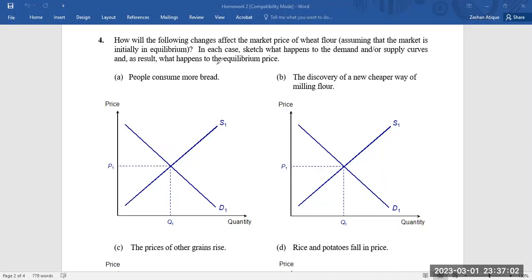So with the discovery of a new cheaper way of milling flour, people will be able to supply more. So the supply curve will shift to the right. When the supply curve shifts to the right, as you can see here, a new equilibrium comes at a price which is below the old price, and the quantity is above the old quantity. This is Q2 and this is P2.